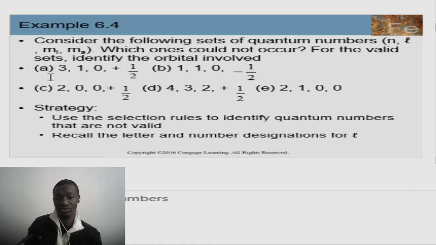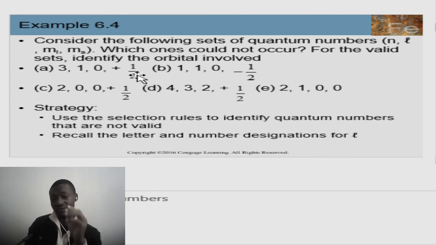So for the first, we have 3, 1. Just to read the question: consider the following sets of quantum numbers in order: n, l, m_l, and m_s. Which ones could not occur? For valid sets, identify the orbitals involved. That's the question. So we have 3 here, 1, 0, and half.